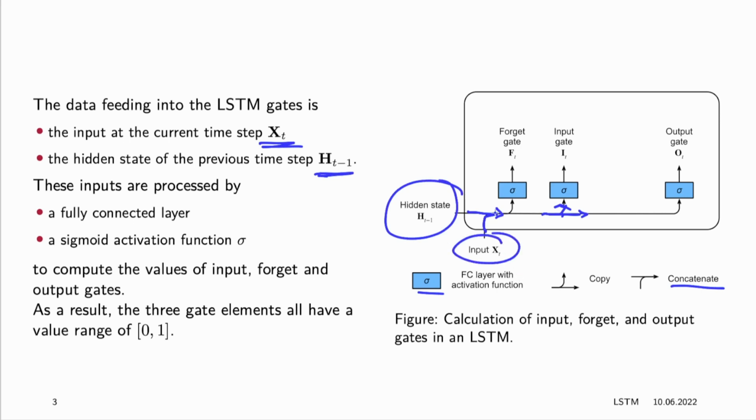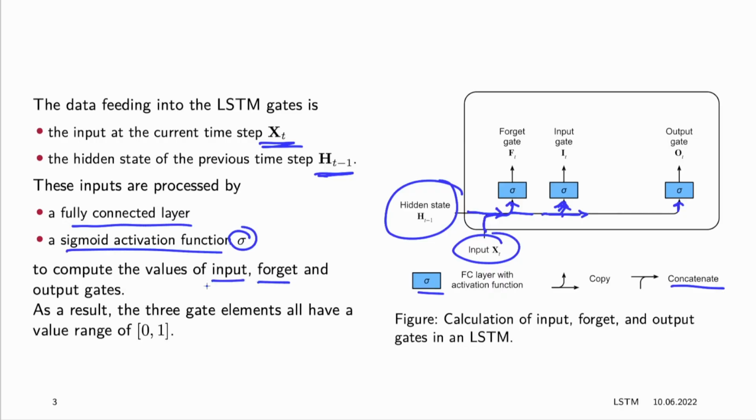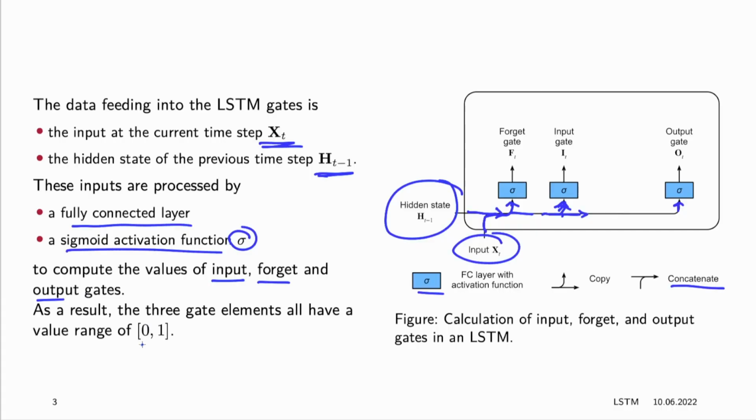These inputs are then passed into 3 different gates using a fully connected layer that is then passed through a sigmoid activation function sigma in each of those gates. The result of this activation computes the values of these 3 gates: the input, forget, and output gate. As a result of using a sigmoid activation function, all the elements of these 3 gates lie in the range between 0 and 1.